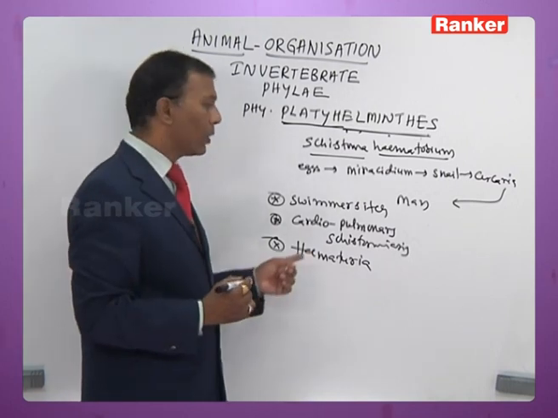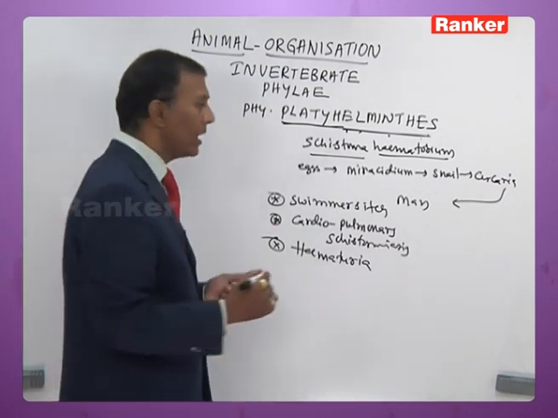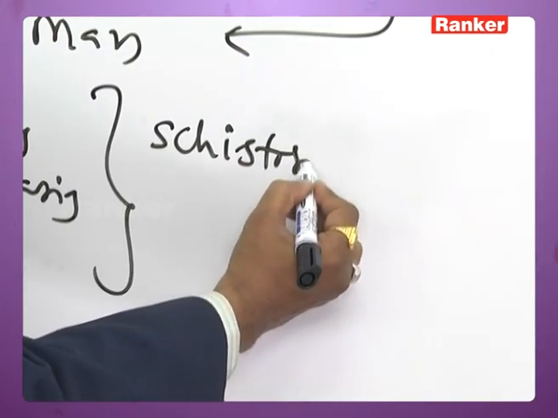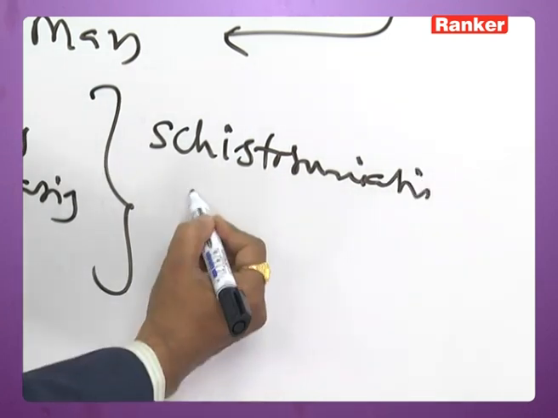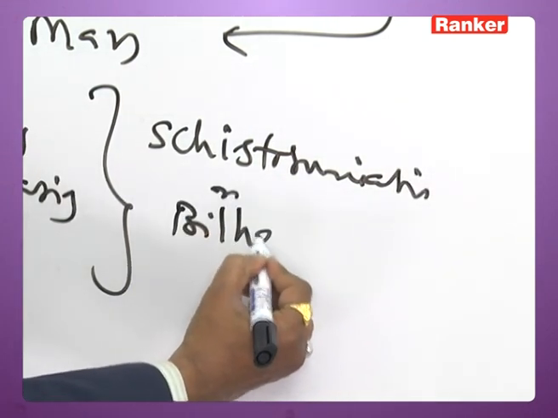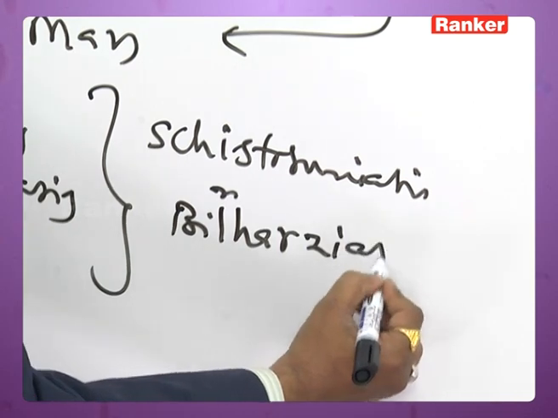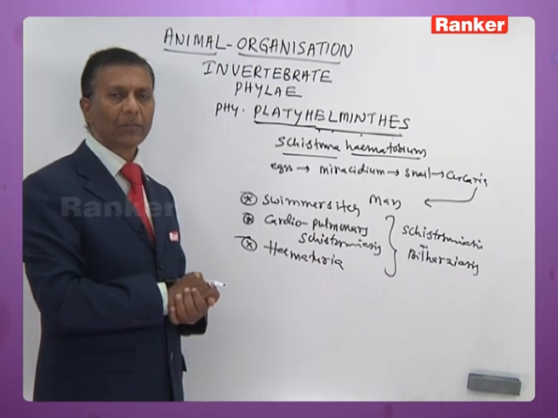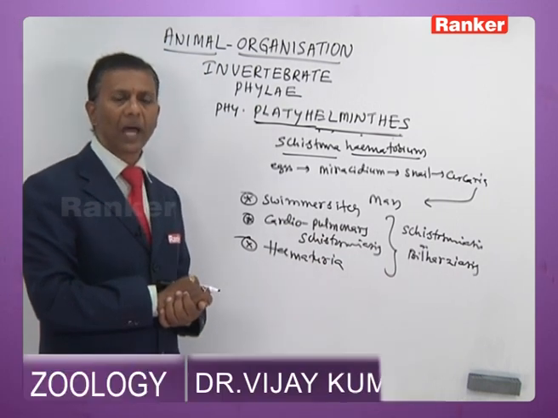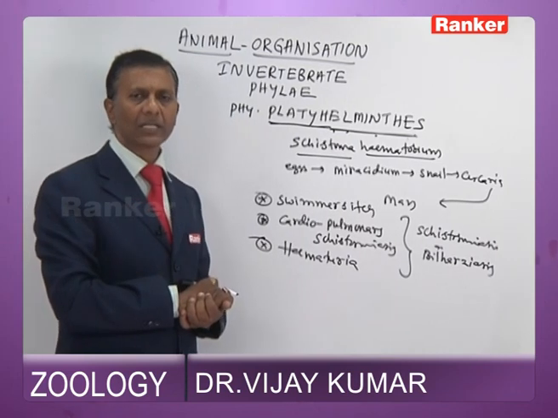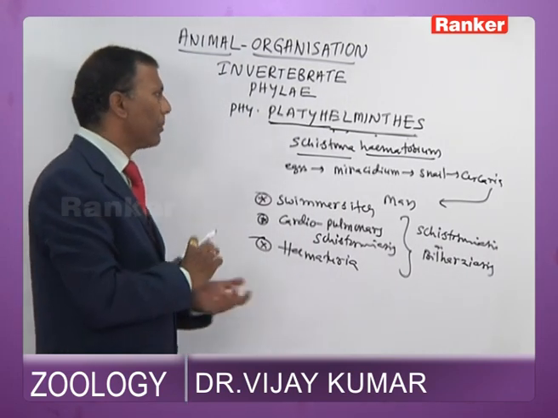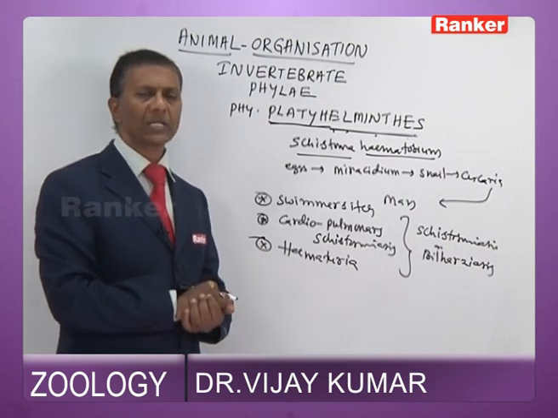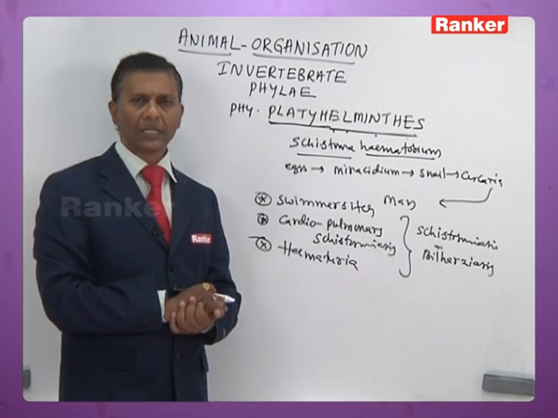Swimmer's itch, cardiopulmonary schistosomiasis and hematuria, all of them put together are called schistosomiasis or bilharziasis, because Schistosoma was discovered by Bilharz. So these are the important characteristics of Schistosoma haematobium. Apart from this, there are another two species, Schistosoma mansoni and Schistosoma japonicum.